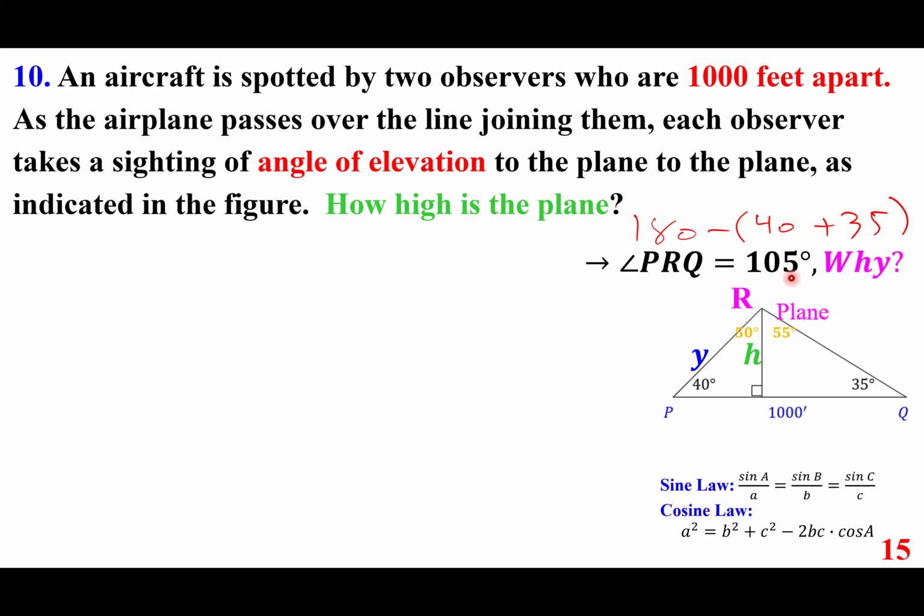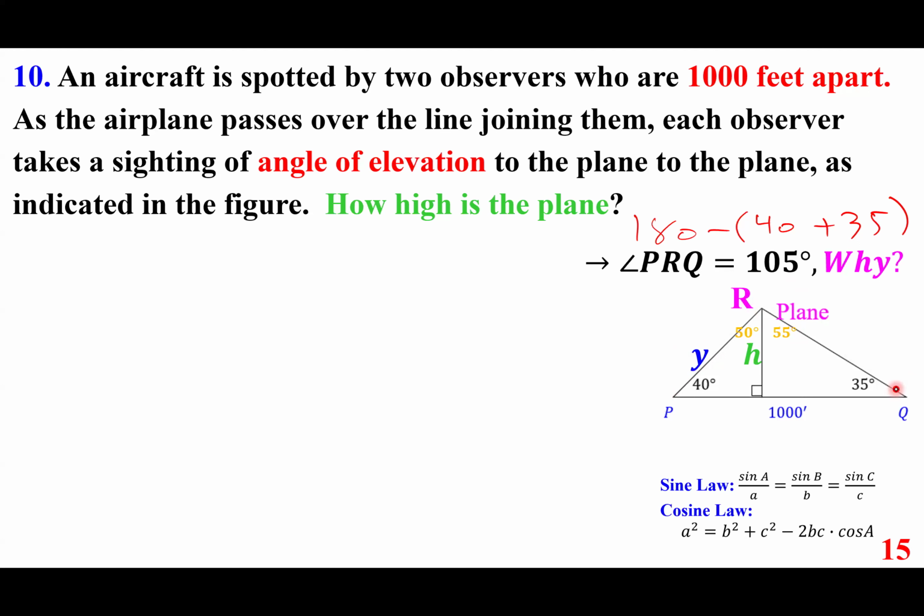So the sine law says sine A over A equals sine B over B equals sine C over C. Because we have this side 1,000, we are going to use this angle and we want y. By the way, as long as you get y, you can easily find the other one also. So you want to find either one of them and then go to the height, because we are interested in finding the height only.